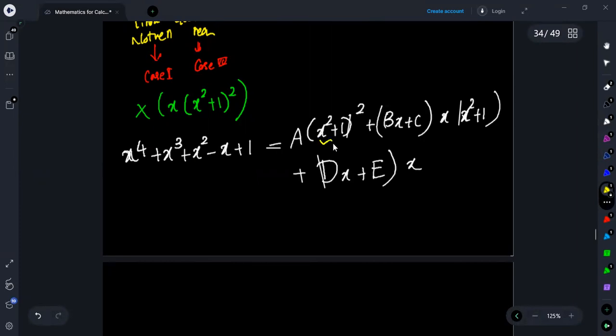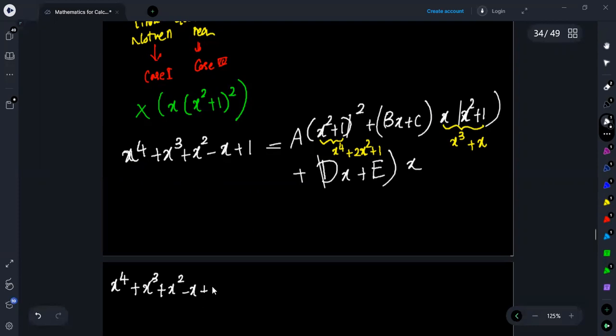So to make our simplification easier, let's expand these expressions. If we expand this thing, we can obtain x^4 + 2x^2 + 1. And if we expand these two, x^3 + x. And then let's write the expression by simplifying all the terms: x^4 + x^3 + x^2 - x.